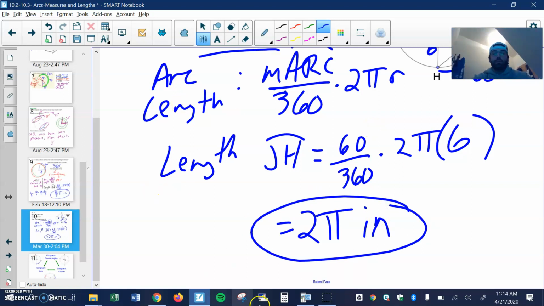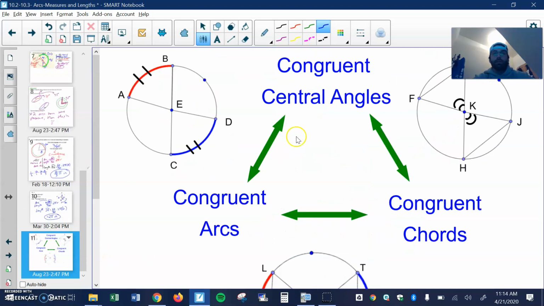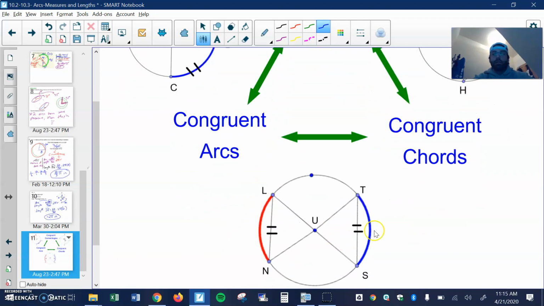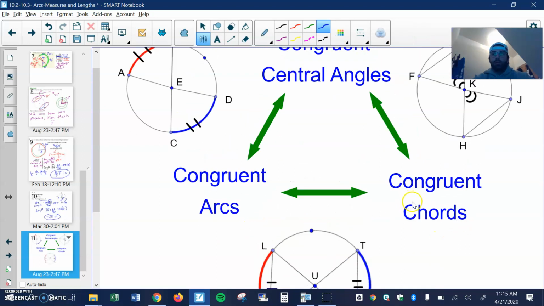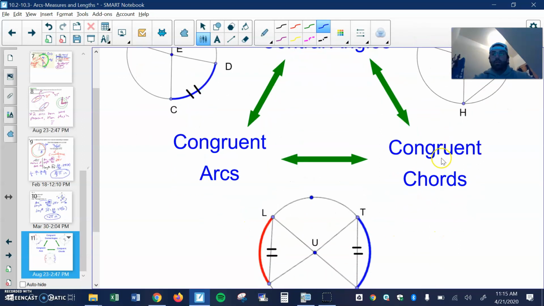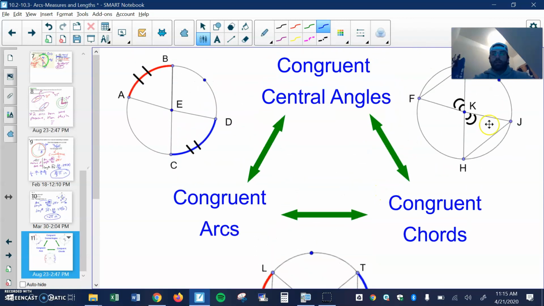Now here's the deal. A lot of us, if we get a decimal, will slap the pi on it, and that'll make it confusing. If you multiply the pi out, you get something like 6.28. Leave the pi out of it and make your life a lot easier. There are these theorems that are all connected: congruent central angles imply congruent arcs, which we talked about. Our central angles determine our arcs, and they also imply congruent chords. We're not going to harp on this too much, but I just wanted you to see it.